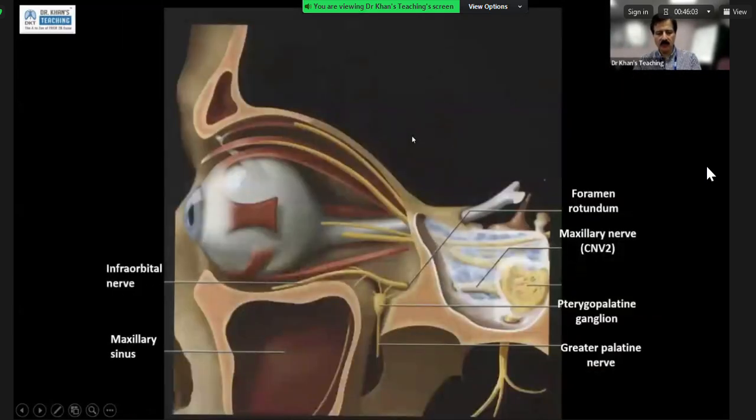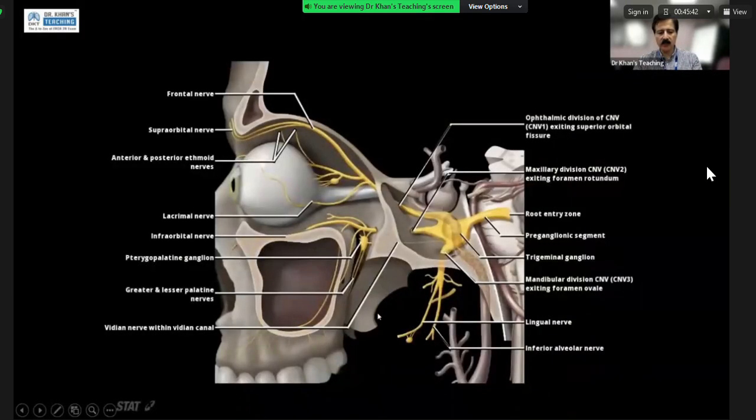So we will see a CT scan of the same case. One connection of the pterygopalatine fossa, another connection which I forgot to mention, is that through the pterygopalatine canal, it is connected to the oral cavity. It opens into the oral cavity. There are nerves and vessels which pass through the pterygopalatine canal.